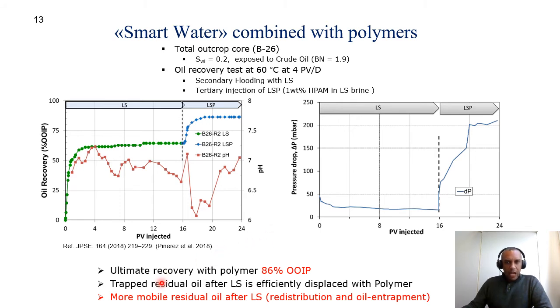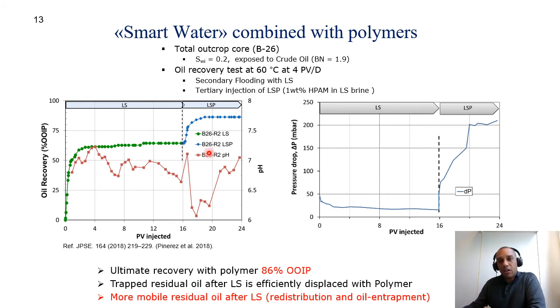So what actually happened? What we think is that the trapped residual oil is efficiently displaced by the polymer, and that we have more mobile residual oil after the low salinity brine. So this entails that during this low salinity brine, we have a redistribution and also oil entrapment, but then this is efficiently displaced by the polymer flood.